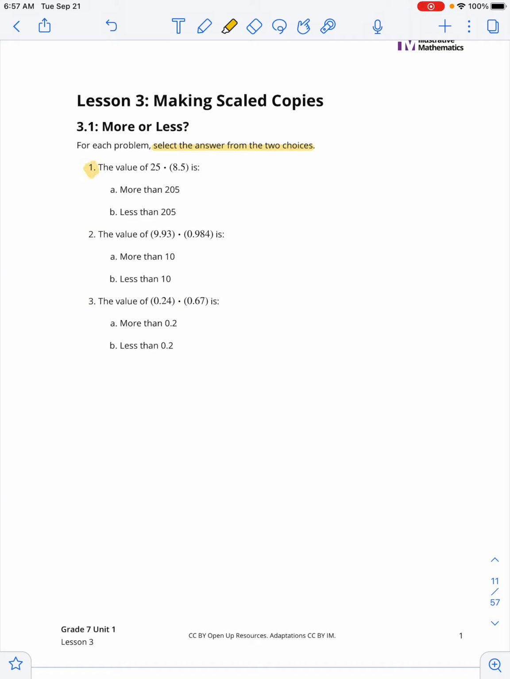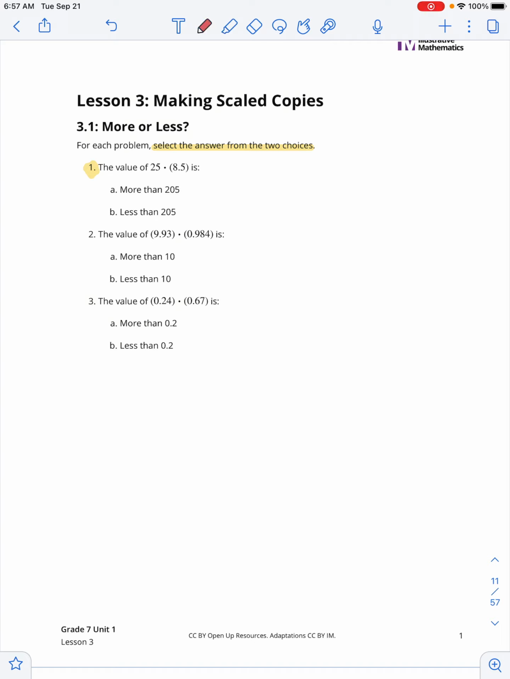The value of 25 times 8.5 is A, more than 205, or B, less than 205. Now notice, you should be doing this problem without using a calculator, without writing out the multiplication. Is it more or less? Go ahead and type an answer in a text box and unpause this video when you're finished.